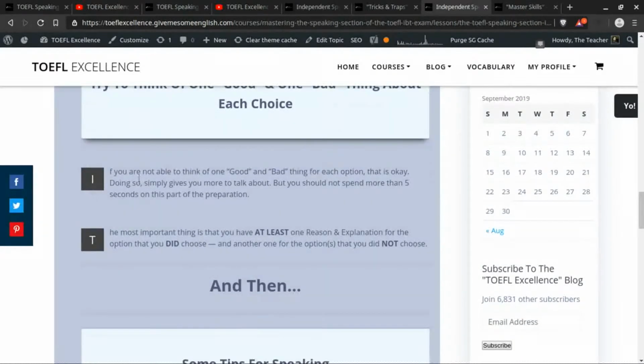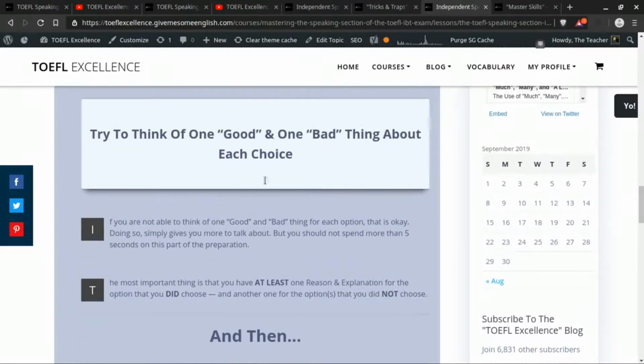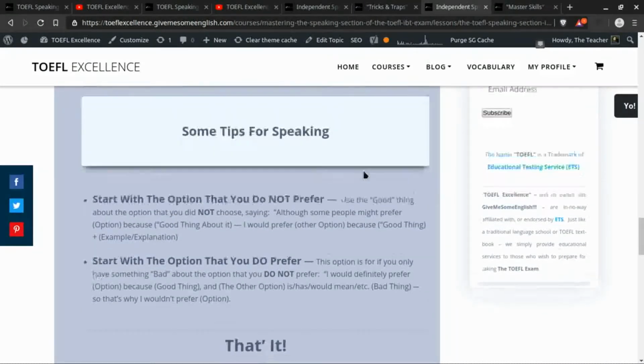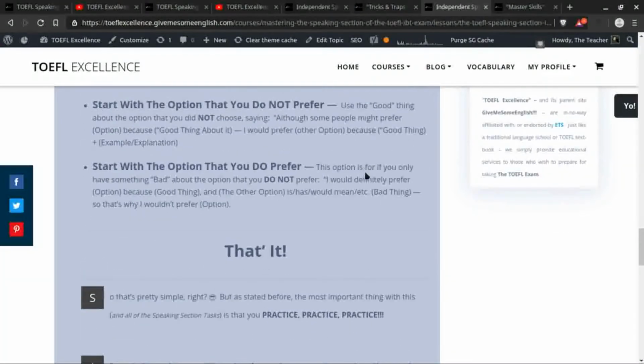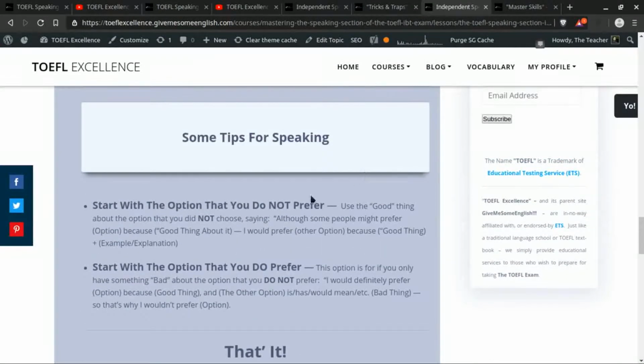Now, I mentioned here that if you can't think of one good and one bad thing for each choice, that's okay. This just gives you more options of what you can talk about if you have a good thing and a bad thing for each one. Because one of the best ways that you can go about responding to this task is to start by talking about the option that you didn't choose. And you would do this by talking about the good thing about it.